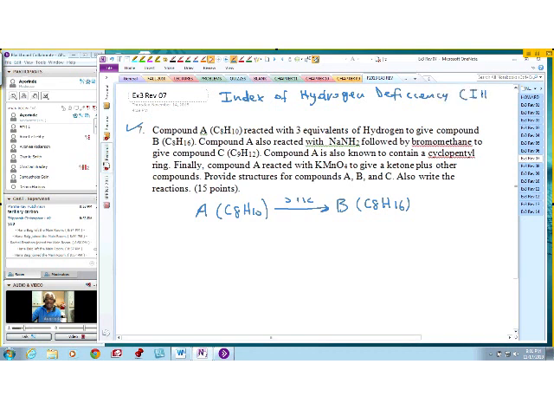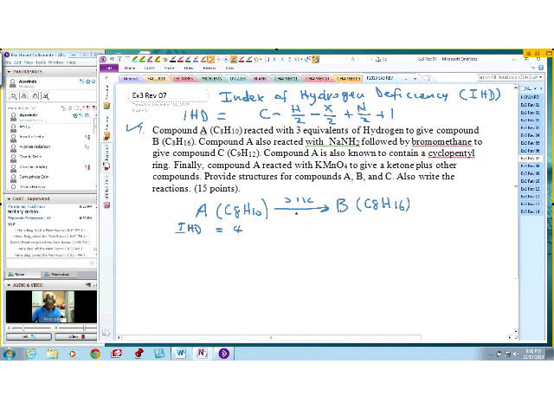Which we abbreviate as IHD. Now, if you use the IHD formula, just to remind all of you, which is this here: number of carbon minus number of hydrogen divided by 2 minus number of halogen divided by 2 plus number of nitrogen divided by 2 plus 1. If you use that formula, the IHD for compound A is 4. Okay? Using that formula here.